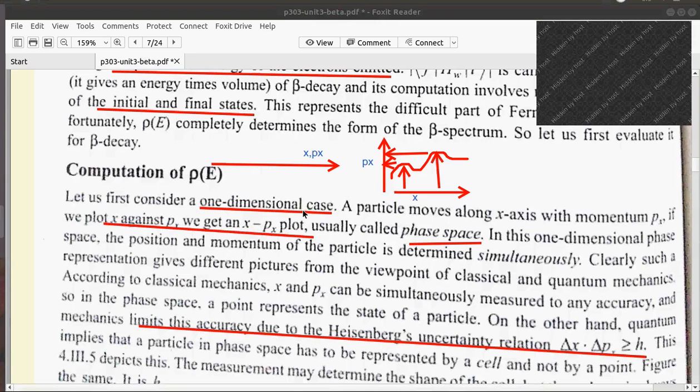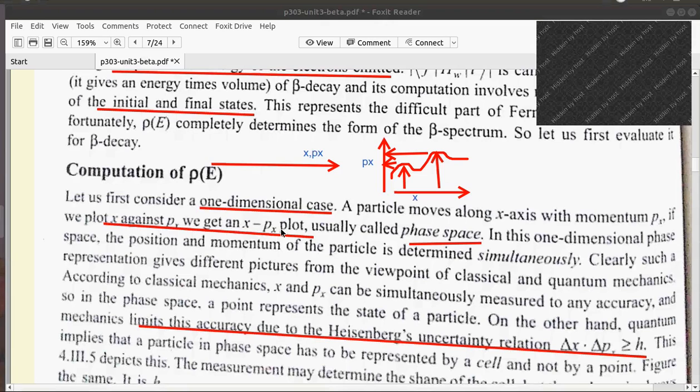We consider a one-dimensional case of a particle. Say a particle is moving only in the x direction. As it is moving, it is covering some distance, so it will have an x coordinate, and since it is moving with some velocity and has a mass, it will have a momentum. So as the particle is moving, we can note its displacement, that is position, and its momentum.